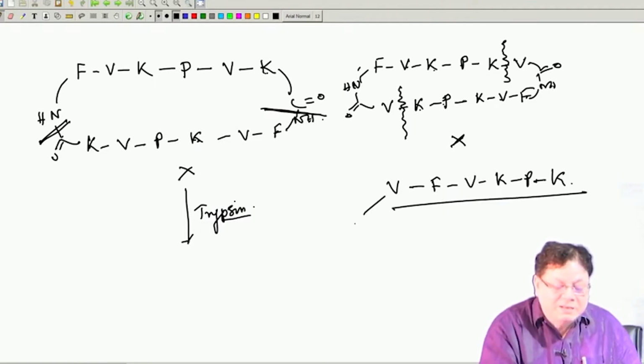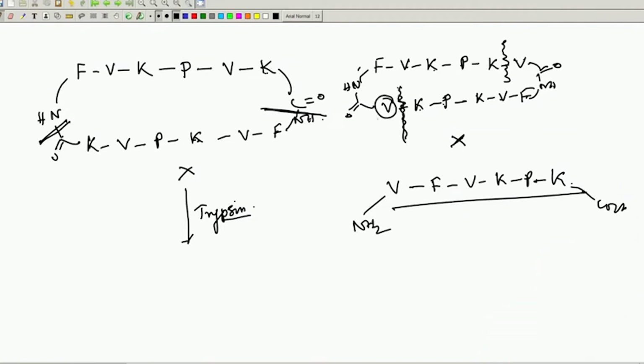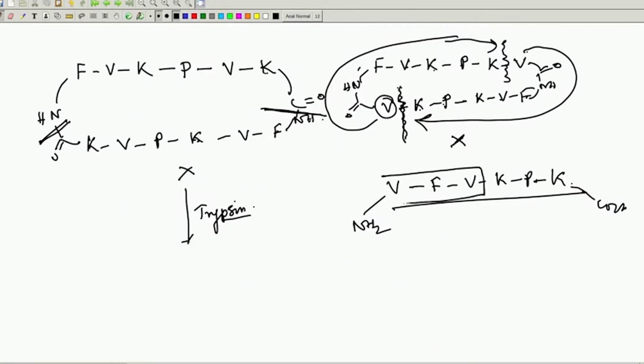I hope you are understanding this. This is NH2 and this is CO2H, because now the breakage has taken place here. So this is the first amino acid from this side and that goes up to this side, and this is the other way B, F, P, K. Yeah. So the only difference is that in this case the partial sequence will be B, F, B, but in this case the partial sequence will be F, V, K, P, V, K.